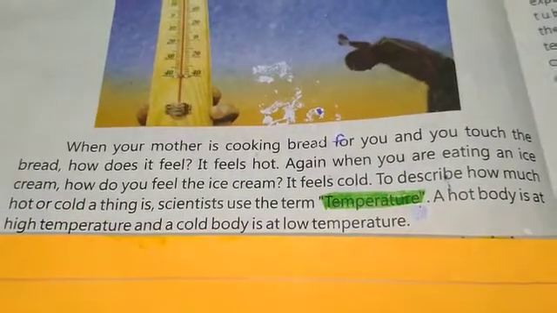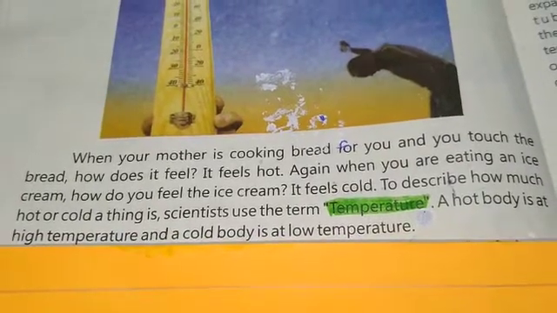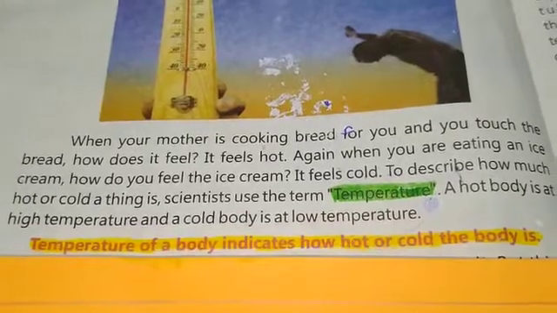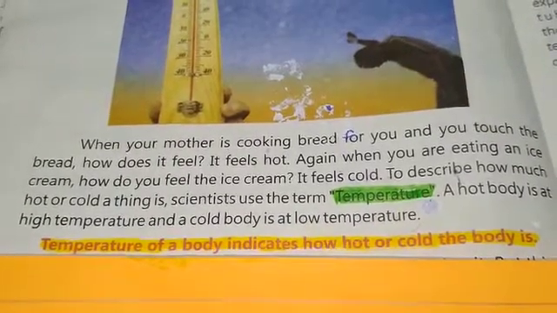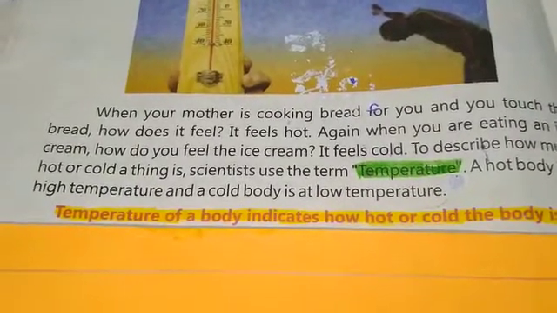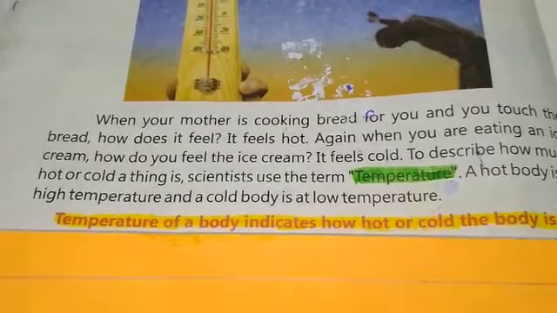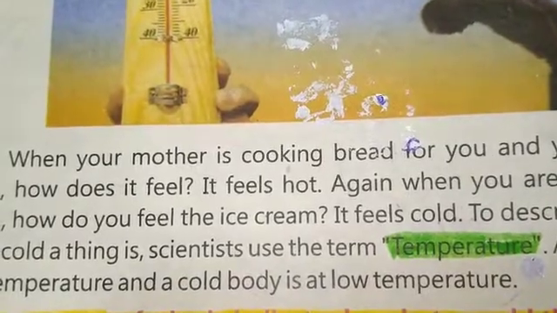A hot body is at high temperature and a cold body is at lower temperature. It means that we can define temperature as: temperature of a body indicates how hot or cold the body is. In other words, the degree of hotness or coldness of the body is called its temperature. We can guess the temperature of a body by touching it.